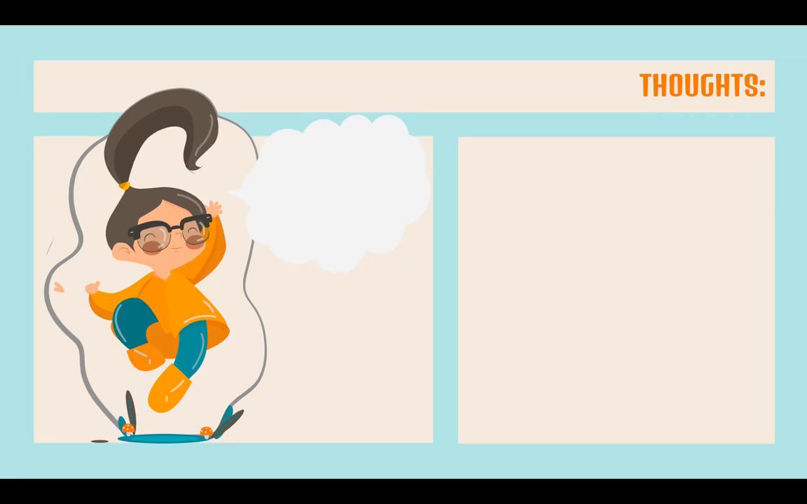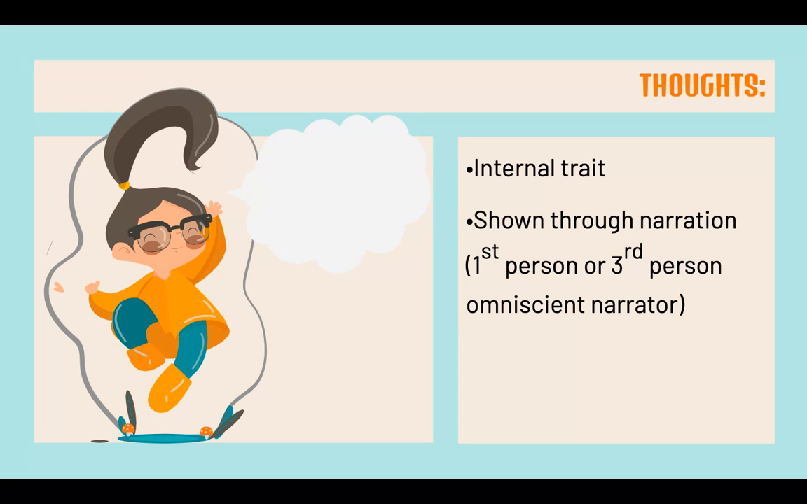Then we have a character's thoughts. This is what goes on inside their head. This is something we would call an internal trait, because in the real world, you can't just look at them and see what they're thinking, right? This is shown in a text through the narration. That means that this is shown through either the first person or third person omniscient narrator.